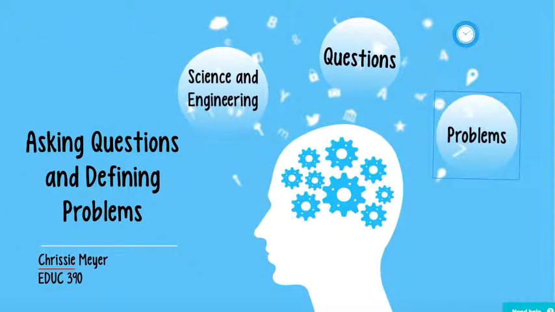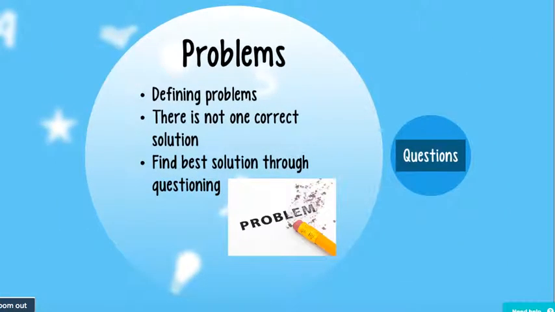The last portion of this video is talking about problems. The video that I summarized is explaining that problems are basically ideas that we're not sure about. So first we need to define a problem, and also we have to find the best solution through questioning. The video talks about how there's no one correct solution. There's no one way of solving something. There might be different ways based on how you approach the situation.